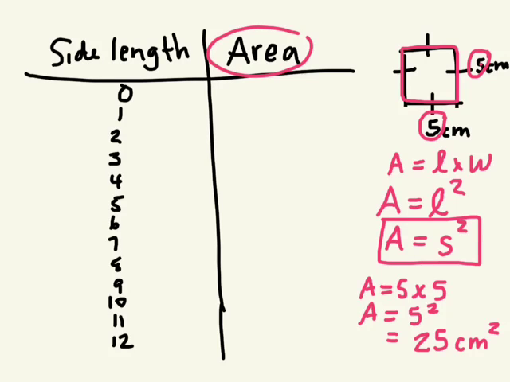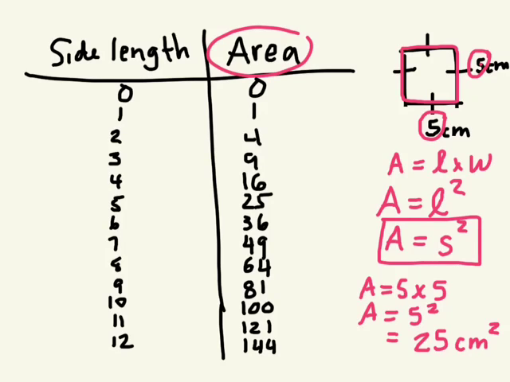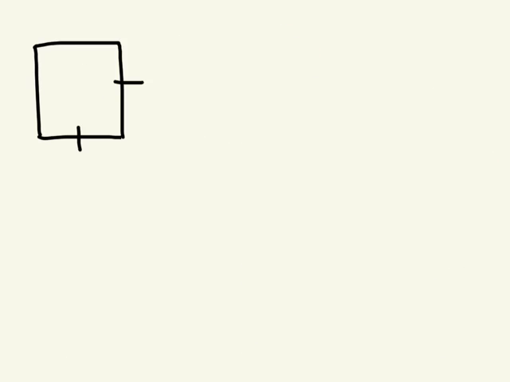Okay, so if the side length of a square is 0, what's the area? 0. 1. 1 squared? 1 times 1? 2 squared. 4. 3 squared. 9, and so on. Okay, so we calculated our area for each square with side lengths from 0 all the way up to 12. If we're given the area, if I draw this square and I tell you the area is 36 centimeters squared, and I want to know what's the length and the width.